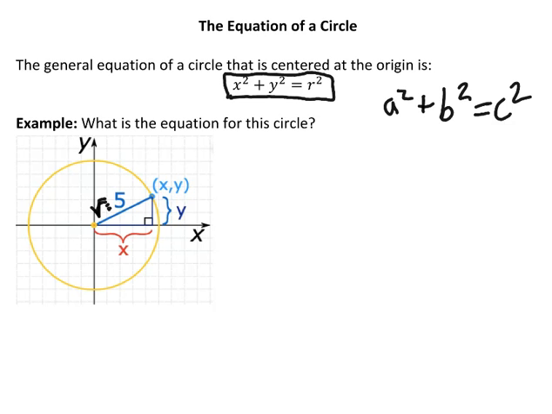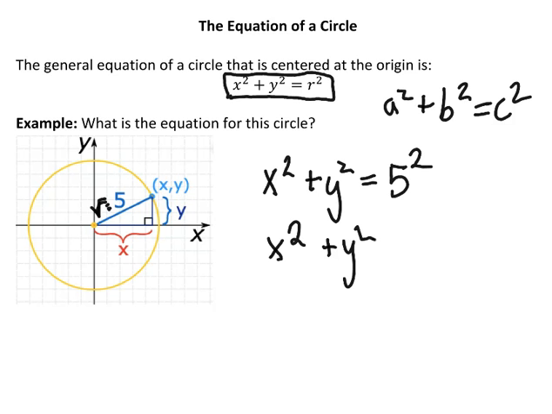So what's the equation of this circle? Well, it would be x squared plus y squared equals the radius squared, and here the radius is 5, and it's being squared. So that would simplify to just x squared plus y squared equals 25, and that would be the equation of this circle.